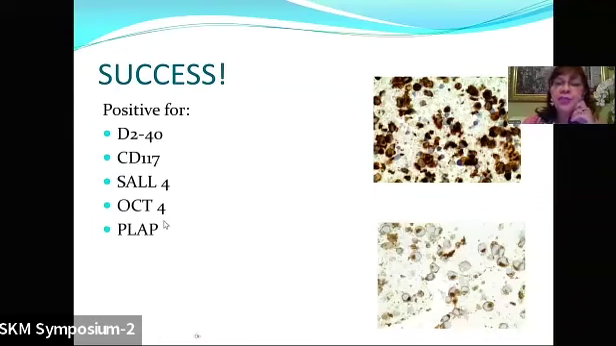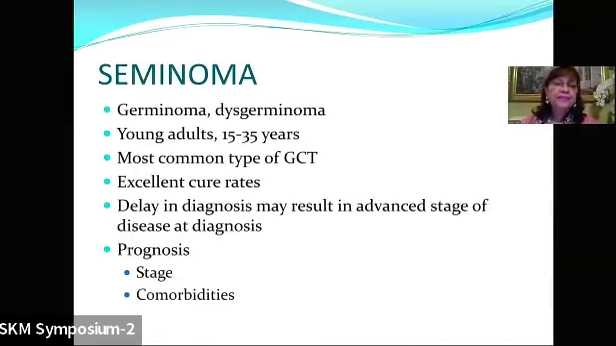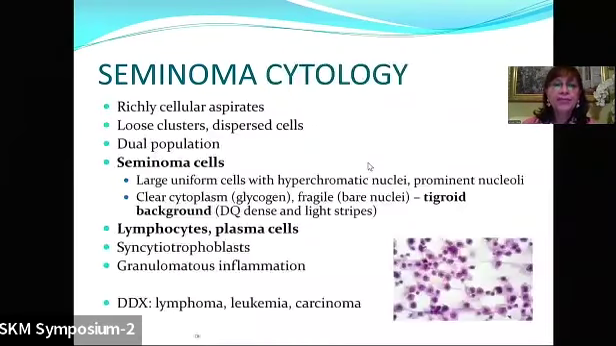So some of the germ cell markers were performed, and lo and behold, it's positive for KIT, SALL4, OCT, and PLAP, as well as D2-40. So this is an example of seminoma. It's seen in young adults as the most common type of germ cell tumor with excellent cure rates, very radiosensitive, and the prognosis depends on stage and comorbidities.